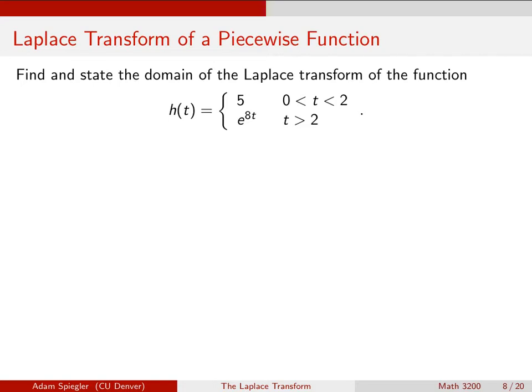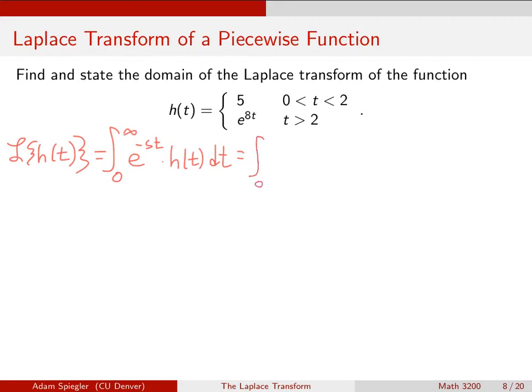So starting with the definition of the Laplace transform, we're going to do this piecewise function the same way as the other examples. So the Laplace transform of h of t is defined as the integral from 0 to infinity of e to the minus st times our function h of t dt. And since our function h of t is defined piecewise, if we started at 0, then we would want to integrate up to 2, because over the integral from 0 to 2, h of t is defined as 5.